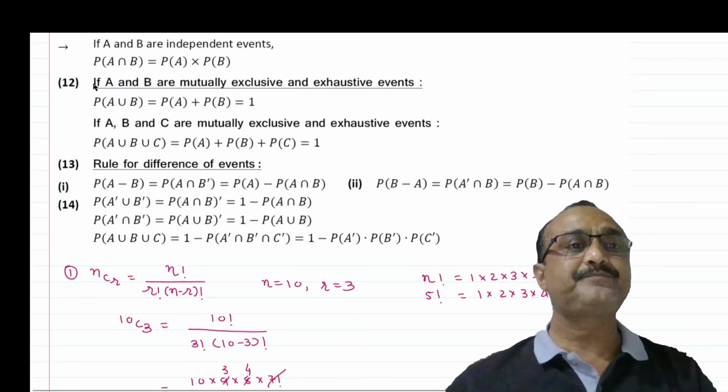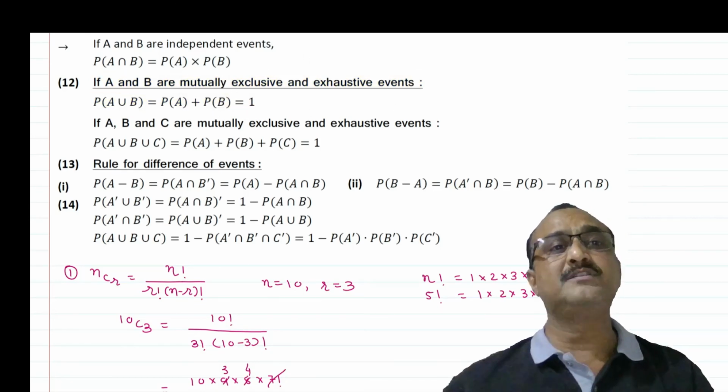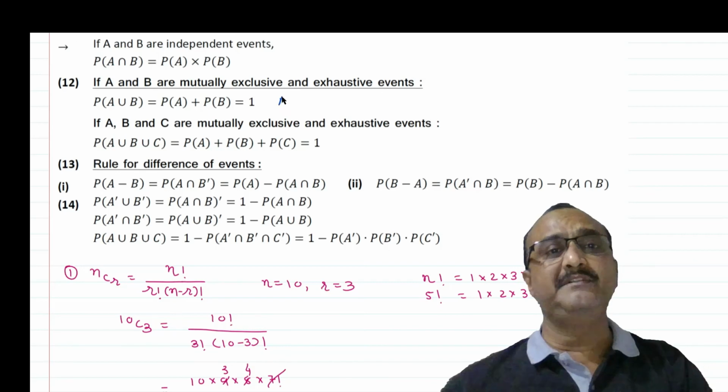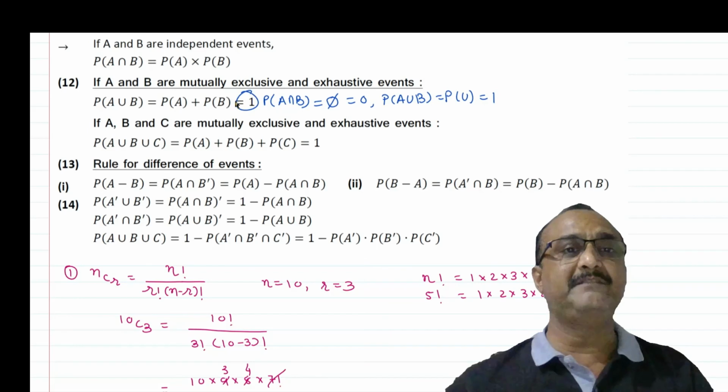Now, if A and B are mutually exclusive and exhaustive events, then P of A union B equals P of A plus P of B equals 1, because in mutually exclusive events, P of A intersection B always equals phi, which equals 0. And P of A union B equals P of U, and P of U always equals 1. So that's why here we are putting 1.